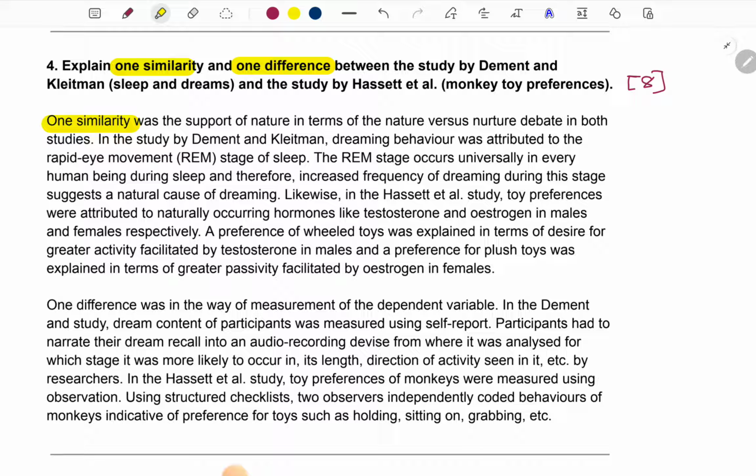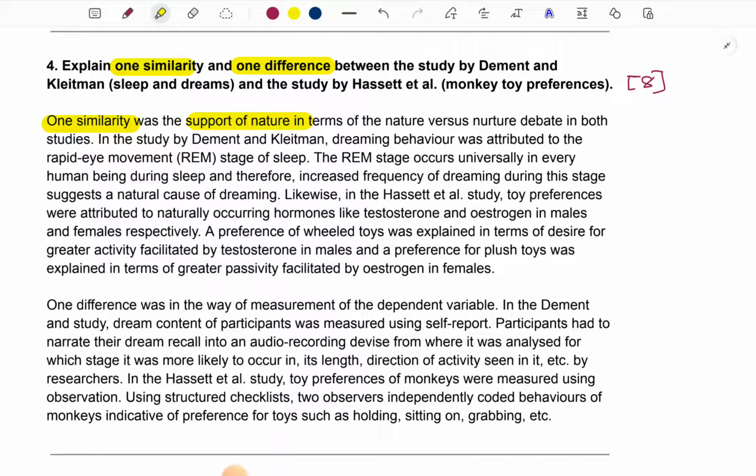In terms of nature versus nurture, it is nature that is supported in both studies. This in fact I've taken because it's such an easy point. When you have the biological approach, you know all studies are supporting nature. So that's the best point for comparison in terms of similarity. Likewise, if you have the social approach, you know all those studies support nurture. So nurture would be such a good point to begin with.